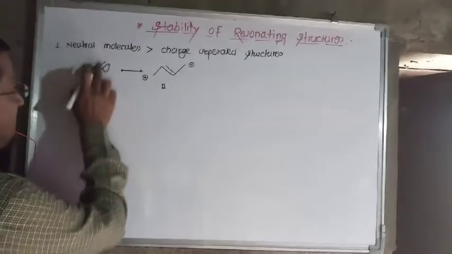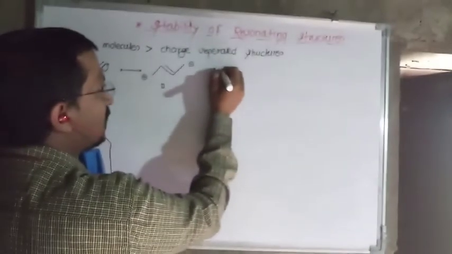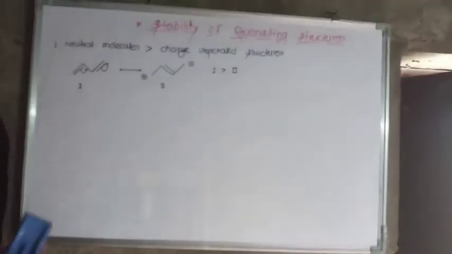That's why in the first case there is no charge on any atom, in that molecule no charge. But in the second case, positive charge is on carbon and negative charge is here. It is a charge separated structure. So out of these two, the first structure is more stable than the second structure. This is the first point.